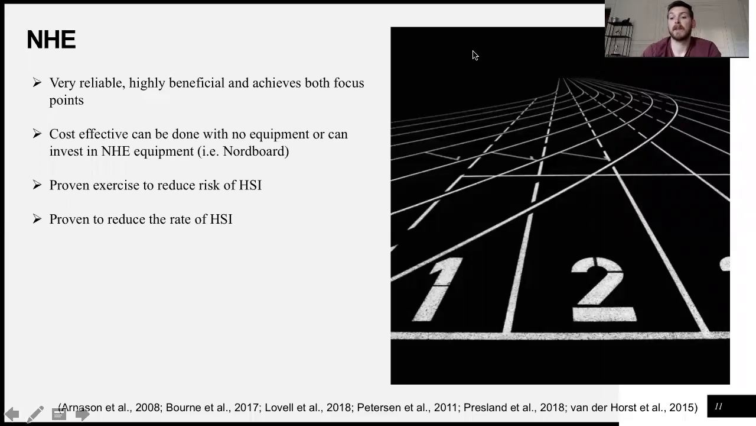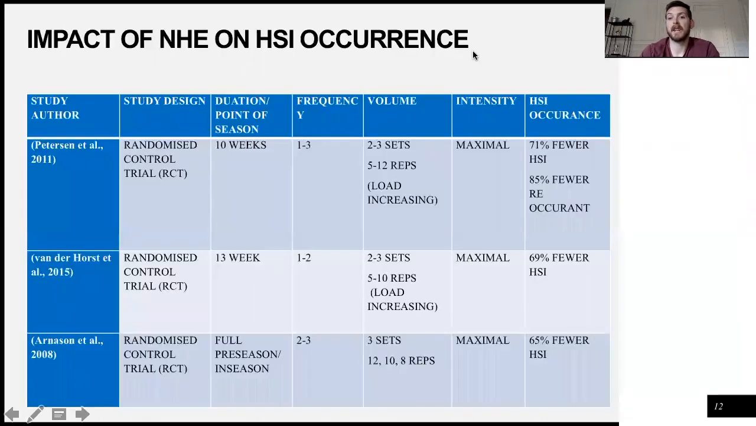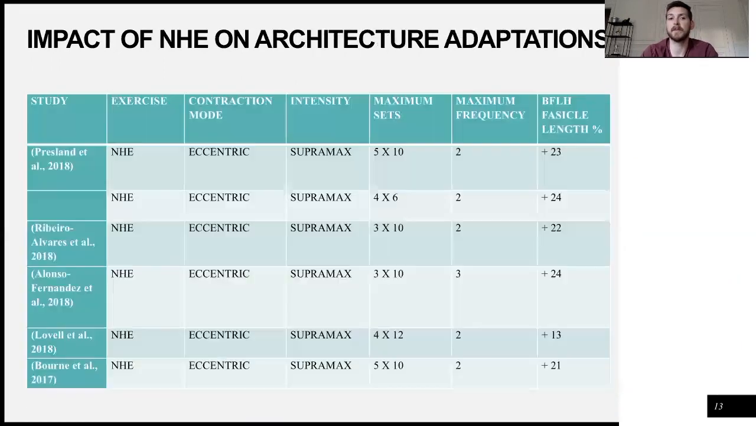We're just going to briefly have a look at some previous studies that have been undertaken around the Nordic hamstring exercise. This data table looks at the impact of the Nordic hamstring exercise on hamstring strain injury occurrence within a season. You'll notice that across all 3 of these studies, the occurrence of hamstring strain injury within that season was between 65 and 71% lower than previous years, which is a significant improvement.